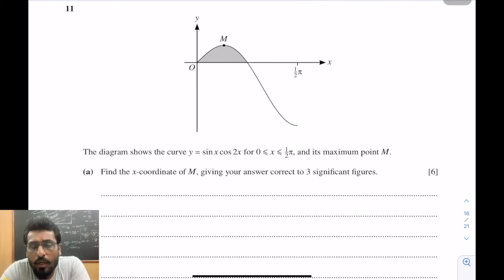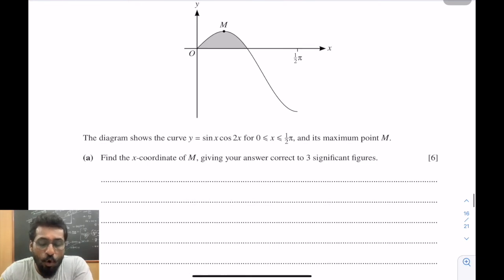Point M is your maximum point, and you should be giving your answer correct to 3 significant figures. See, you want to write 3 significant figures. Even if it was not mentioned in the question, we would still have taken 3 significant figures, because our instructions were given at the very start of the question paper that you should be writing 3 significant figures for the answers which are not integers. So I want to find the x coordinate of point M.